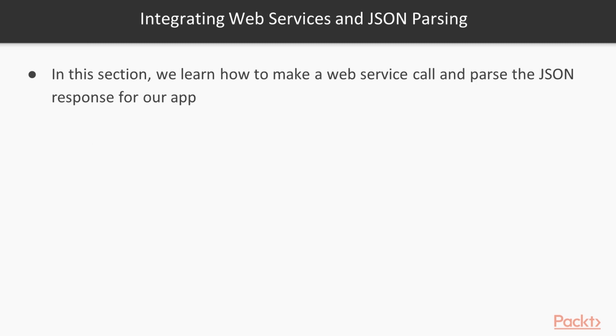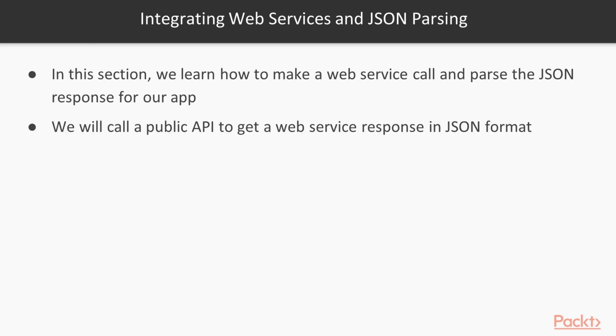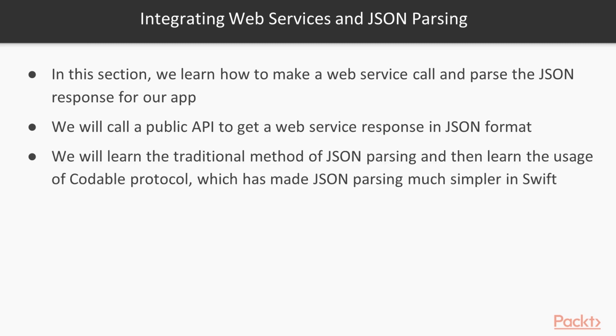In the next section, integrating web services and JSON parsing, we're going to learn how to make a web service call, and then once you get the JSON response, how to parse it for your application. For this, we will make a call to a public API, and then once we get the JSON response, we will learn how to finish the parsing using the traditional method, which is of course most common these days, but we will then get into the more detailed Codable protocol, which makes it much simpler for you in Swift.